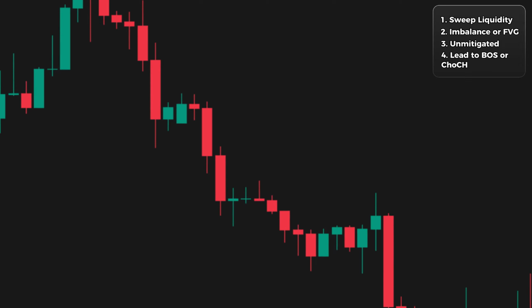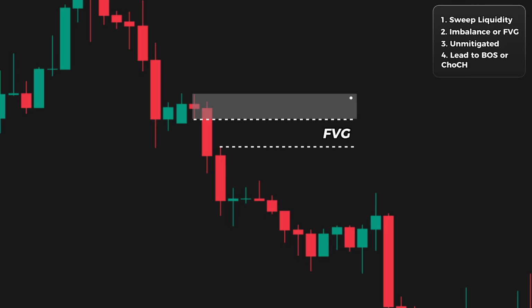Moving on to the third order block, we observe that a fair value gap has developed. It remains unmitigated and is followed by a distinct break of structure to the downside. However, the bearish candle fails to sweep liquidity, indicating a lack of the necessary liquidity grab. As a result, it should not be considered a valid order block.